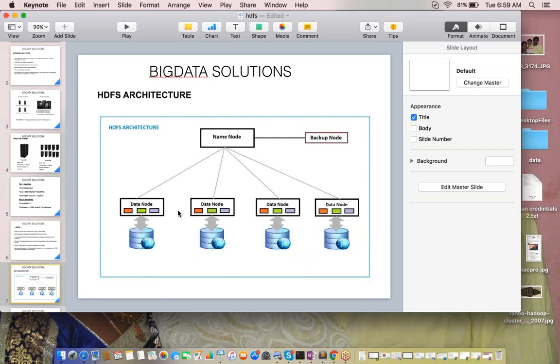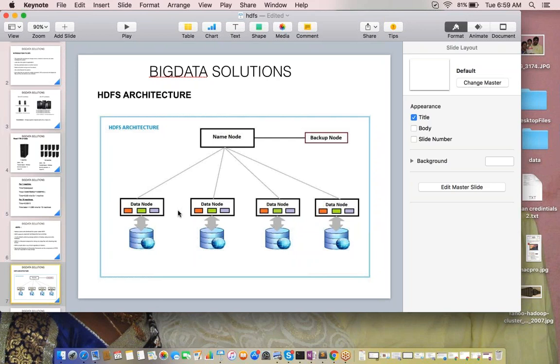The data nodes keep sending a heartbeat. It is some kind of signal to your name node. Every 3 seconds, it will send an RPC call, remote procedure call, to the name node, and in the call it will send the status: that I am alive, I am running this task, I am storing this data. Each data node will send this information.